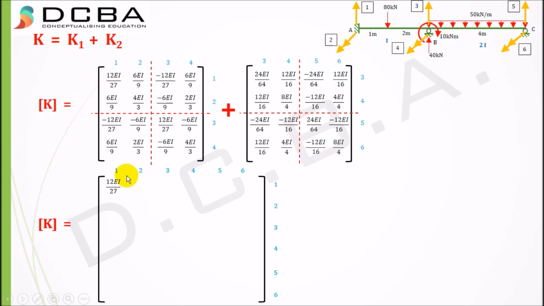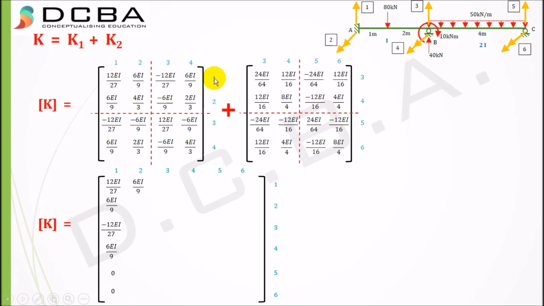You need to substitute the elements appropriately now. First is 1 1 element, 12 EI by 27. Then 2 1 element, 6 EI by 9. Then 3 1 goes into the place of 3 1, minus 12 EI by 27. Then 4 1 comes from this 4 1, 6 EI by 9. Now if you see 5 1, there is no 5 1 element, because even in both the matrix there is no 5 1 element, so it is 0. Again there is no 6 1 element, hence it is 0.